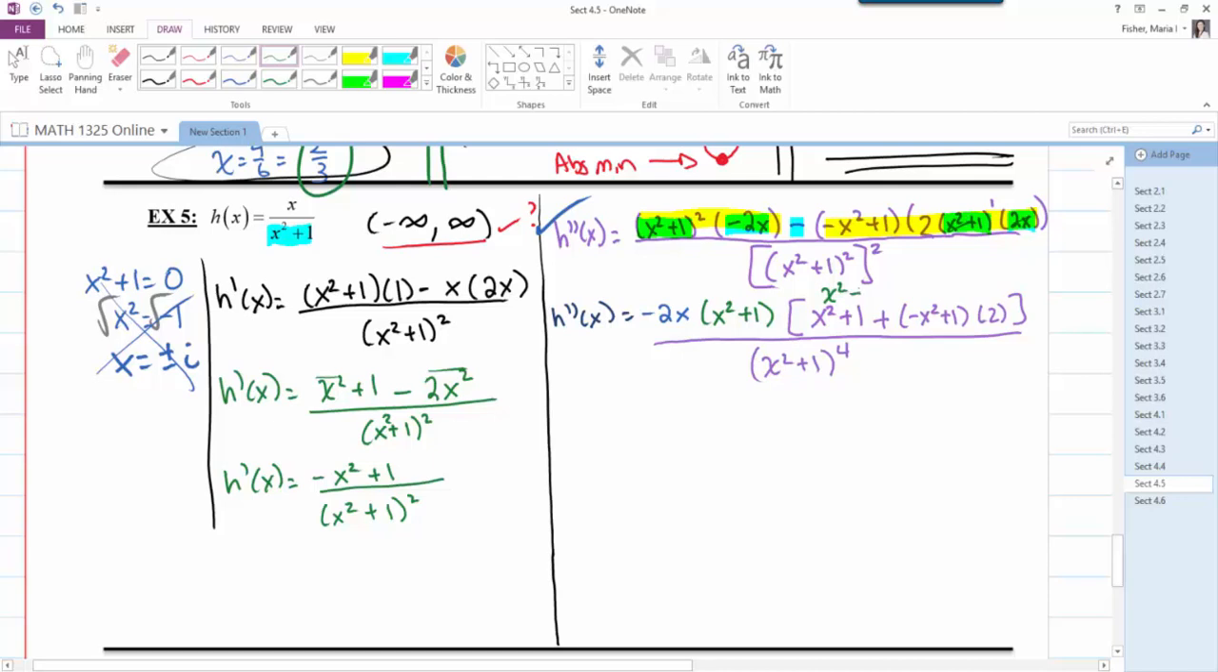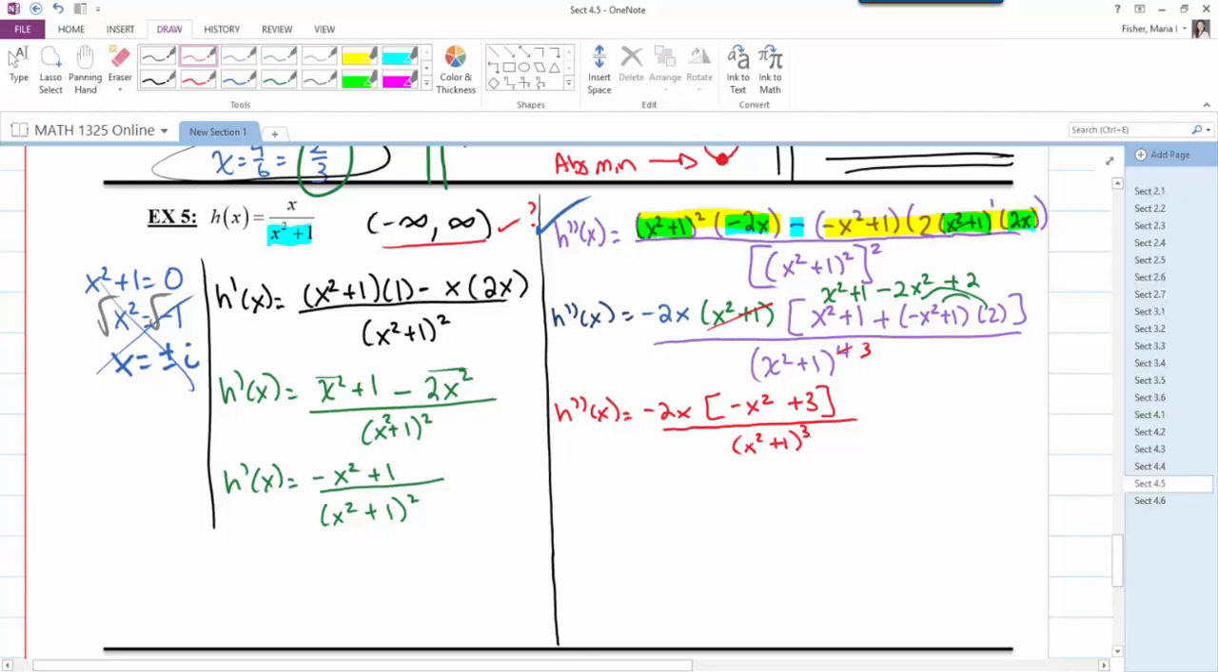We'd have x squared plus 1. Here, if I distribute my 2, minus 2x squared plus 2. Also, you might notice that x squared plus 1 and one of those will cancel. So I have that h double prime of x is equal to negative 2x. Combining like terms, well, x squared minus 2x squared is a negative x squared, and this becomes plus 3. And that's all over x squared plus 1 to the third. And we can stop now.